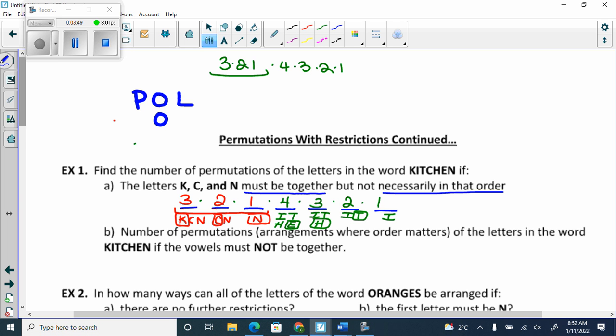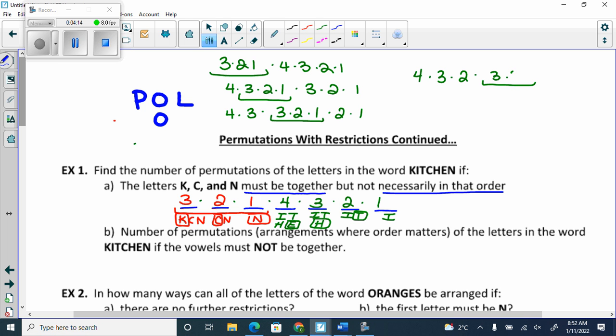We agree? Then we could put them here. So we could go 4, 3, 2, 1. They would still be together, wouldn't they? But they would make a different word. 3, 2, 1. Then I could go 4, 3, put them between these 2 letters. Then I'd have 2, 1. Then I could go 4, 3, 2, put them here. Or I could go 4, 3, 2, 1, put all the letters at the front, and then put them at the back. And I would still make a different word, wouldn't I?